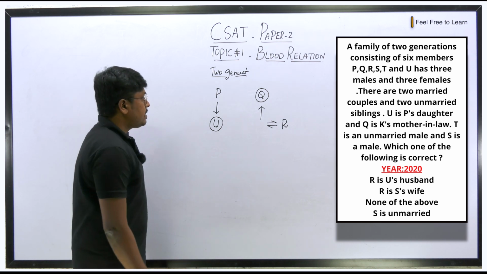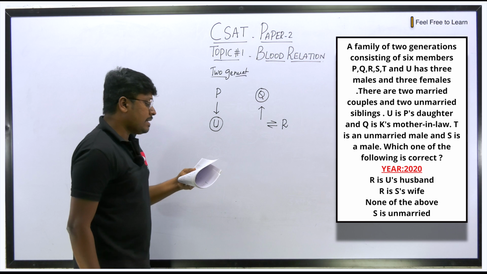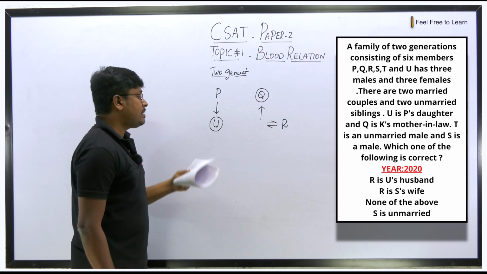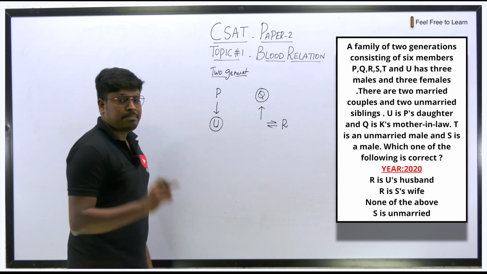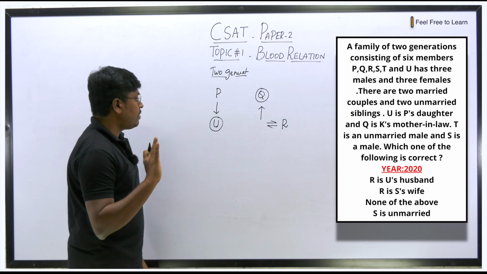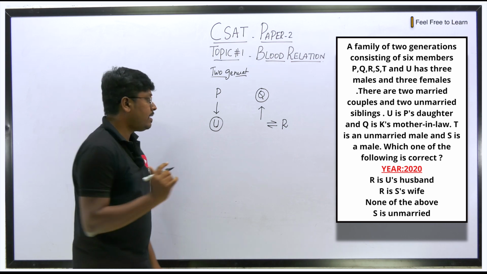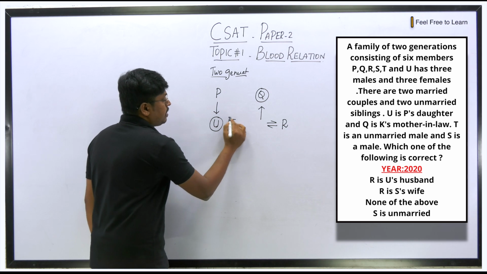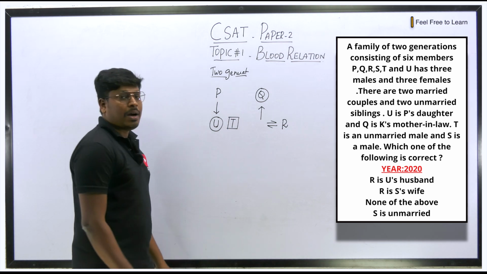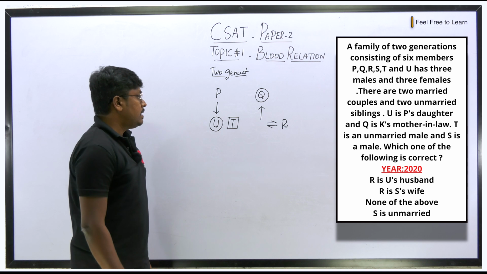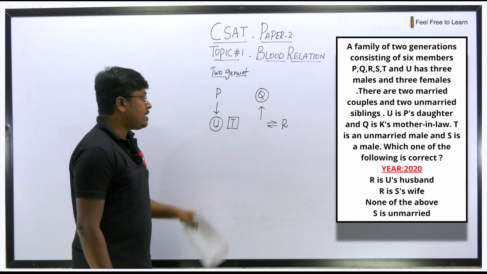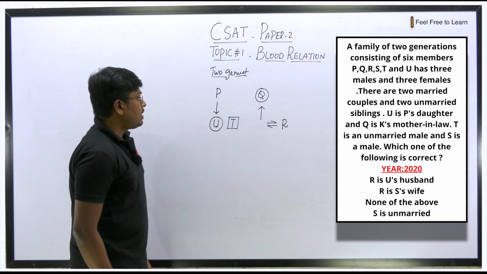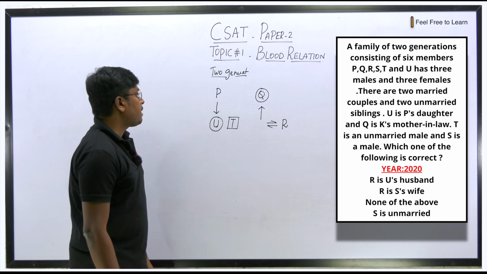So total family consists of 2 generations. Understood? So next point, T is an unmarried male, and S is a male. T is an unmarried male, so definitely T will not be joined as part of a married couple. So we can fix T here. And also we know that there are 2 unmarried siblings, right? And the last point here is S is a male, okay.